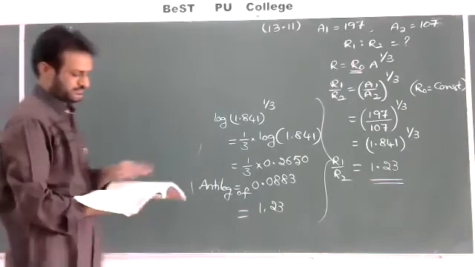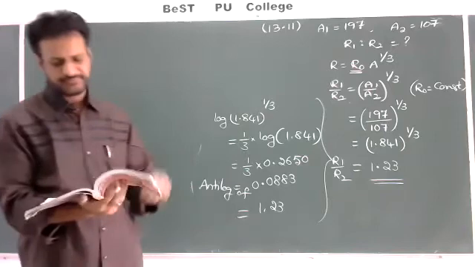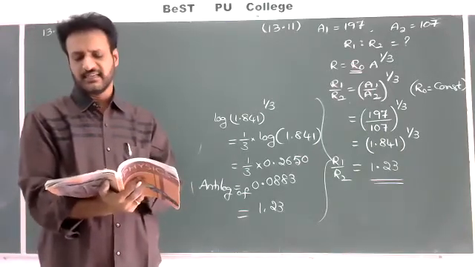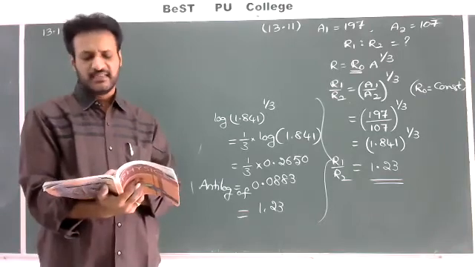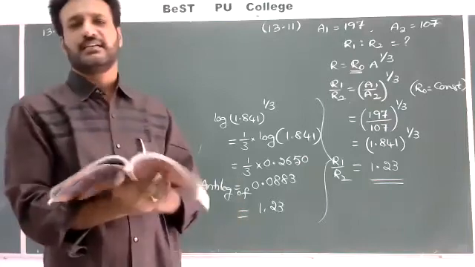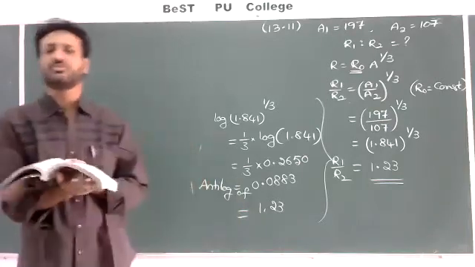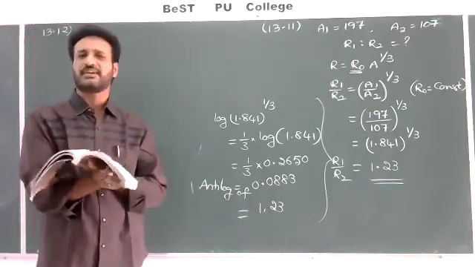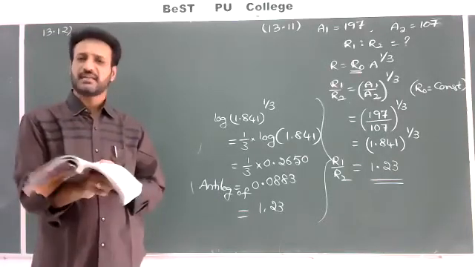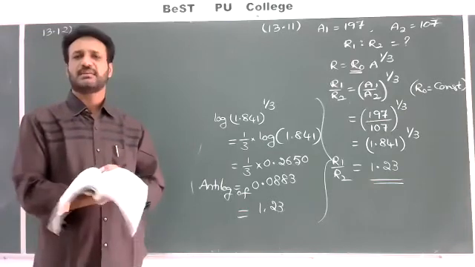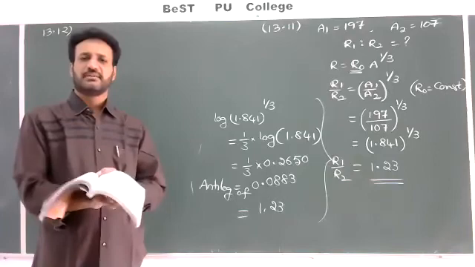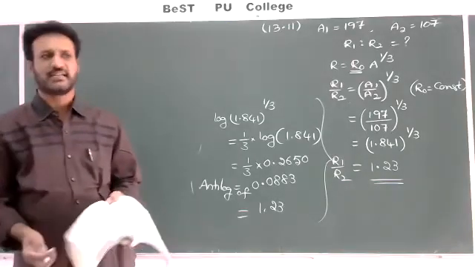12th question. Find the Q value and the kinetic energy of the emitted alpha particle in the alpha decay of the given process. You should calculate the Q value. In the notes, I think we have discussed what a Q value is, what an exothermic reaction is, and what an endothermic reaction is. In an exothermic reaction, the Q value is positive; in an endothermic reaction, the Q value is negative. While finding the Q value, the formula is Q equals delta m into c square.